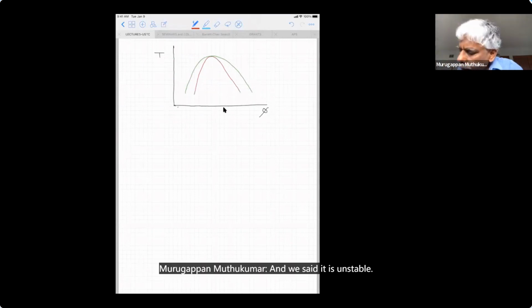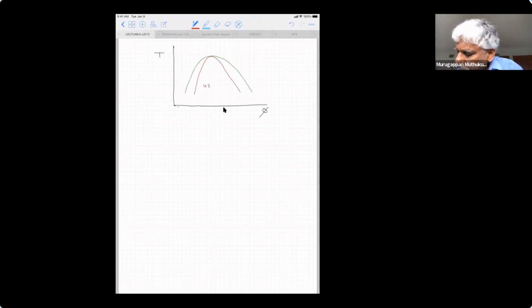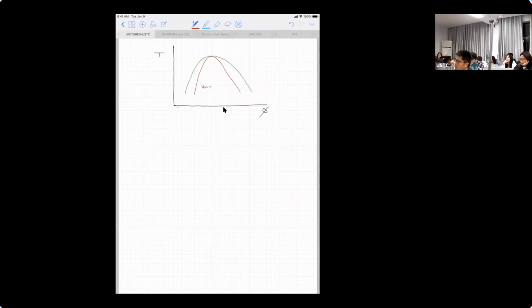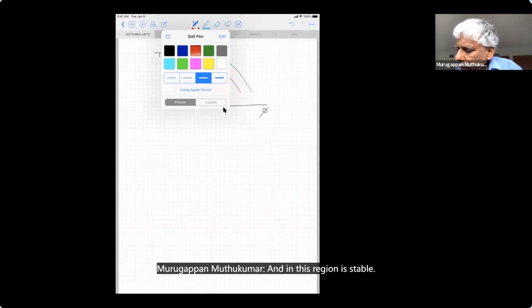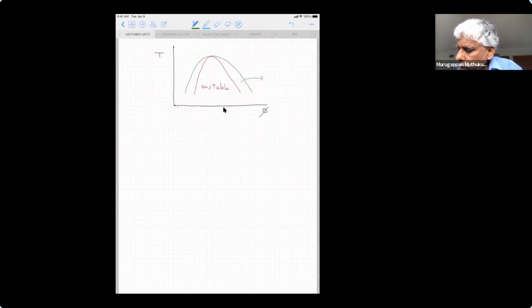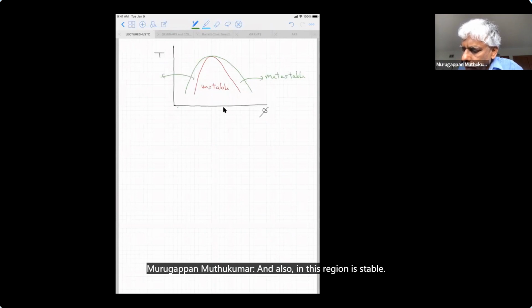And we said this is unstable. This is unstable. And in this region, it's metastable. And also in this region, it's metastable.